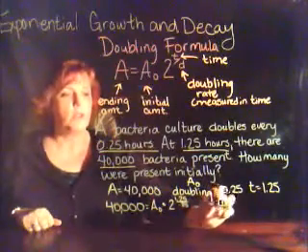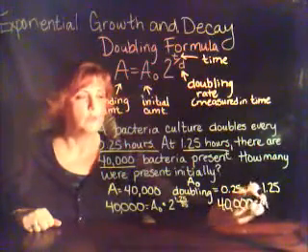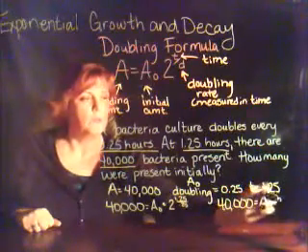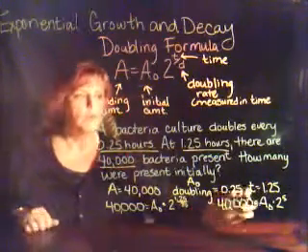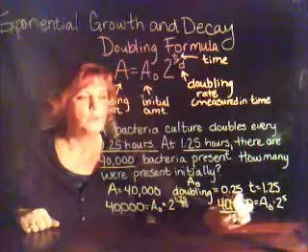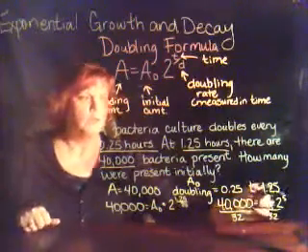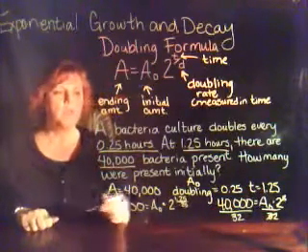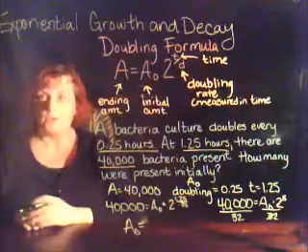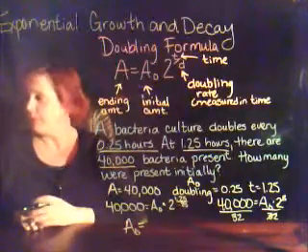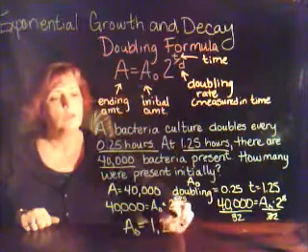So I'm going to have 40,000 equals A sub 0 times 2 to the 5th. 2 to the 5th is 32. So I'm going to divide each side of these by 32. If you don't want to do that, you can still keep it as 2 to the 5th. And so then my initial population is 40,000 divided by 32, which will give me 1,250 bacteria.